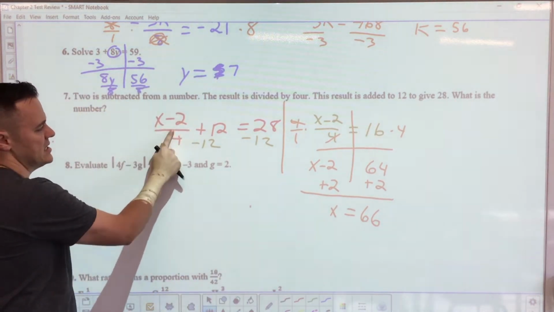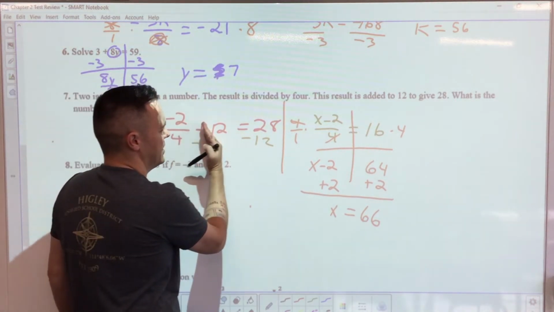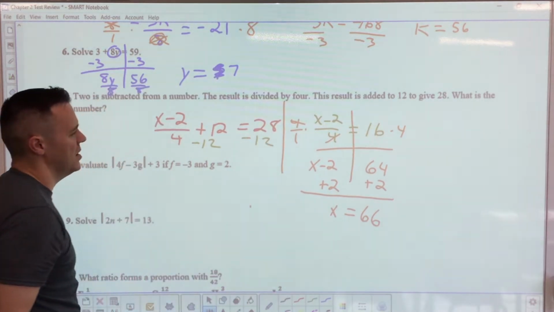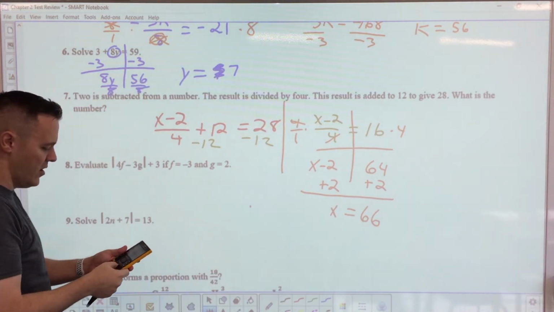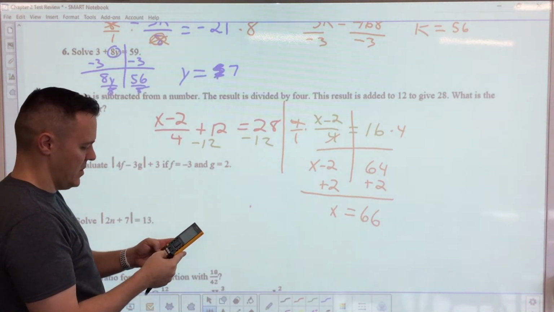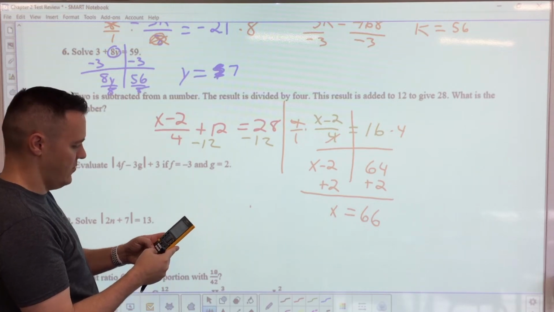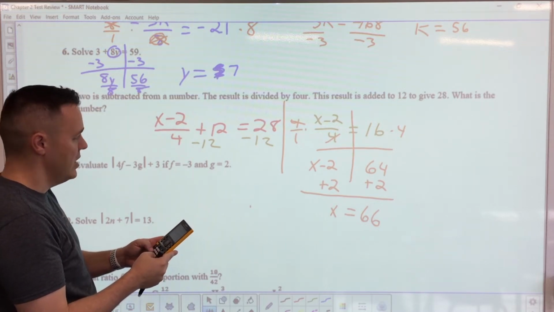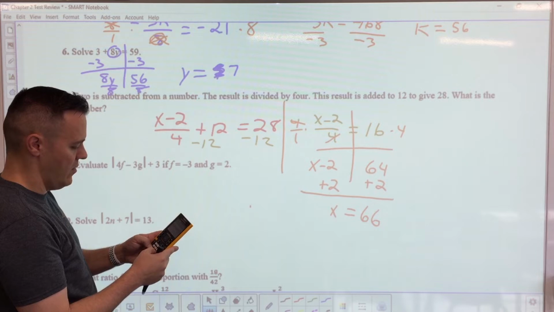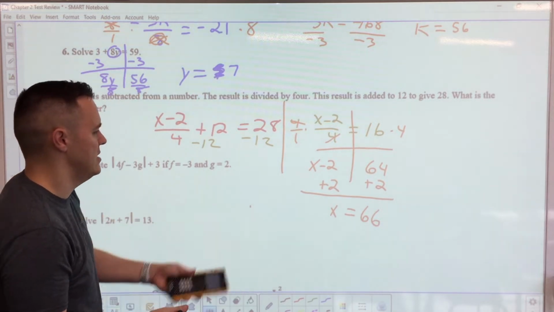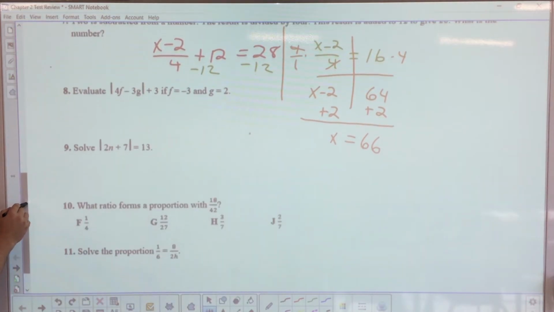So if we put 66 in this equation, we'd be able to put all this together, and we should end up with 28. So let me verify that. 66 minus 2 is 64. Divide that by 4, and then add 12, and I get 28. Sweet, got the right answer.